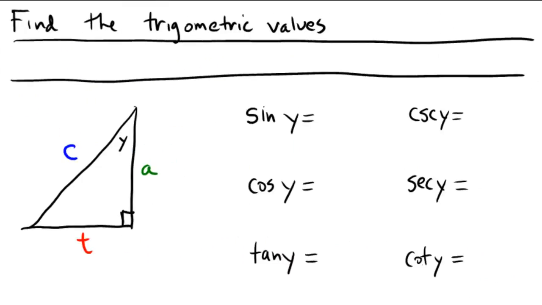Find the trigonometric values of the triangle located here on the left. We're going to do what's called right triangle trigonometry. The mnemonic in English for the trig ratios is SOH CAH TOA. These are the abbreviations that give us the ratios of the trig values in a right triangle.